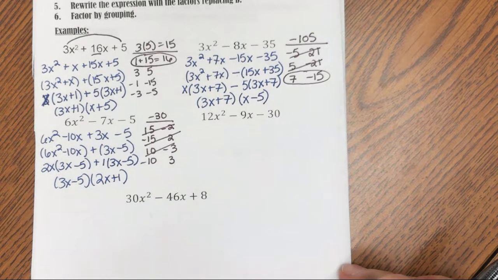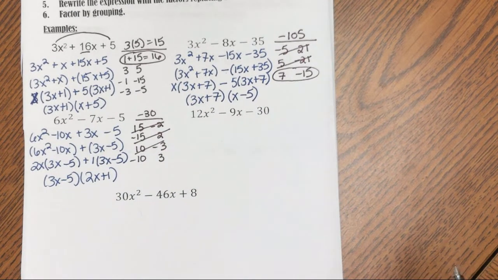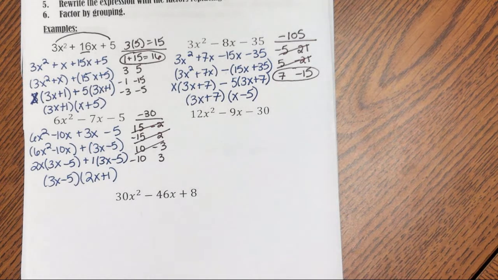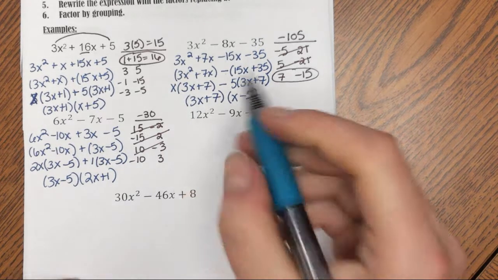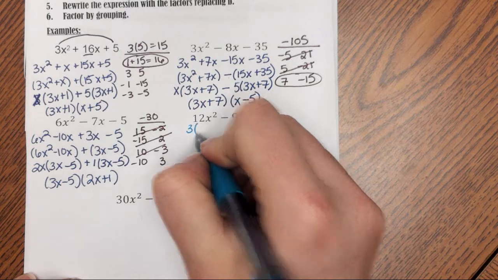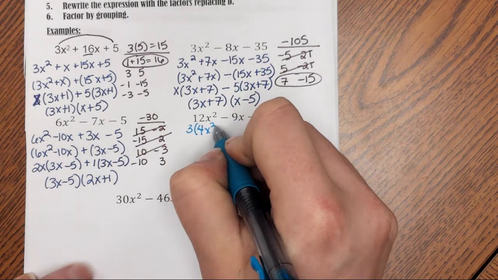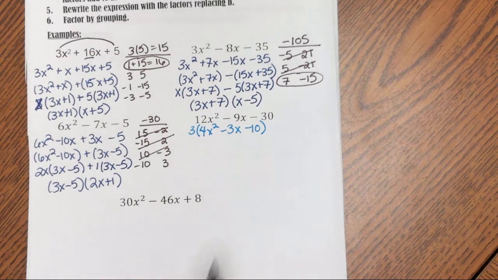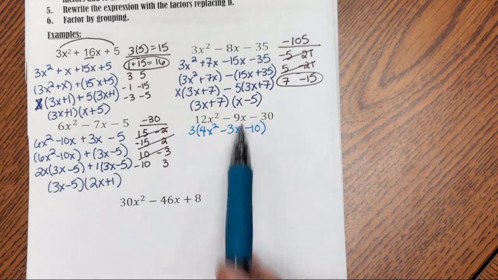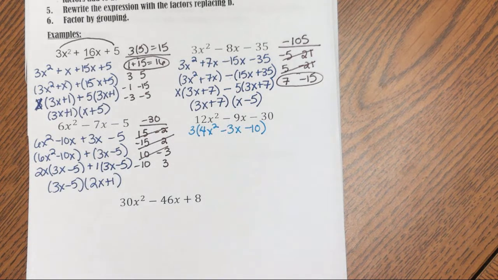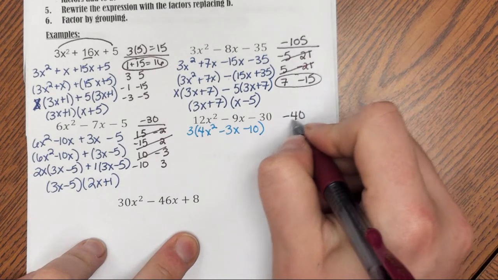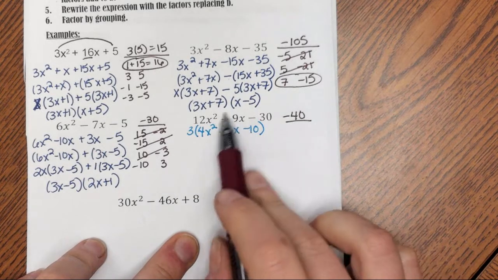All right, next example, I have 12x squared minus 9x minus 30. Right off the bat, I can see that 3 is a factor of all of those numbers. So I'm going to start by factoring out my greatest common factor of 3. So that gives me 3 times 4x squared minus 3x minus 10. And then I'm going to work on factoring the trinomial inside here. So I'm going to multiply together 4 times negative 10, and that's going to give me negative 40. So I need the factors of negative 40 that add up to be negative 3.